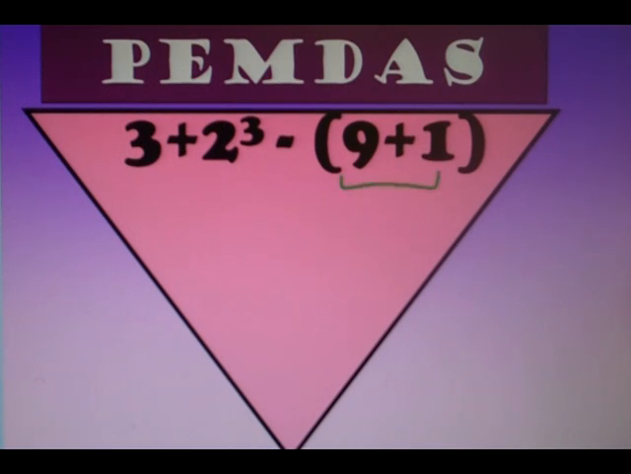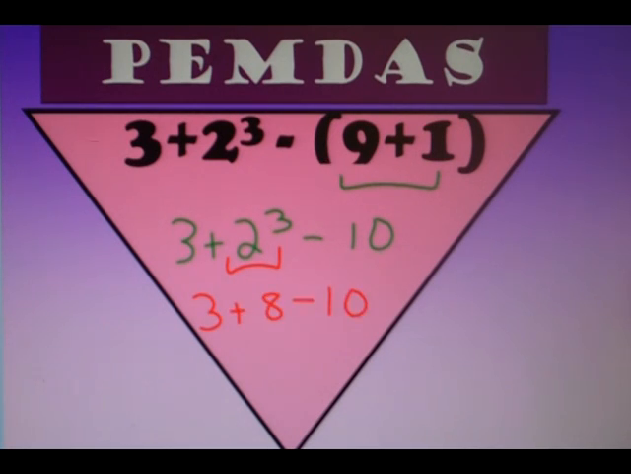Example 1. First thing you need to do is simplify what is inside the parentheses. 9 plus 1 equals 10. Next step is to do your exponents. In this problem, we have 2 cubed, which is 8. Next step is going to be to simplify all your addition and subtraction since there is no multiplication or division.